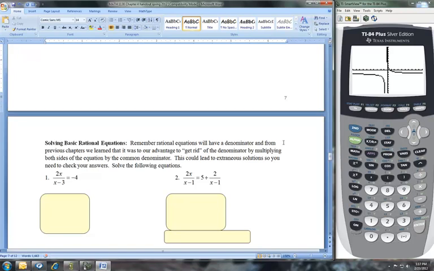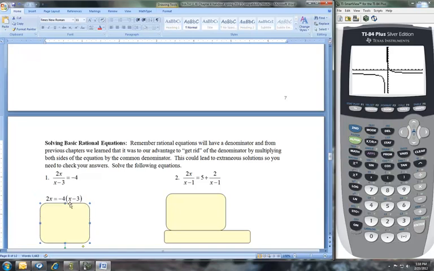Extraneous solutions are those that work in your modified one but do not work in your original. So you need to check your answers. So let's go solve these equations. So my common denominator here would be x minus 3. So I'm going to multiply both sides by it. Now when I do that, it's going to get rid of it on the left but introduce it on the right. Okay? And now we're back to something that we've done before.